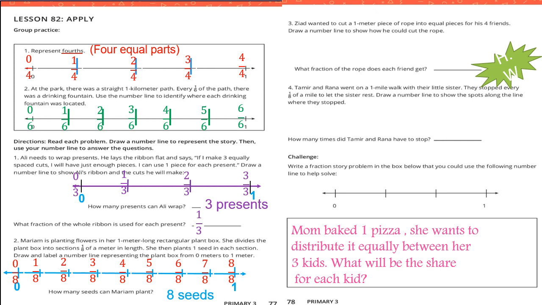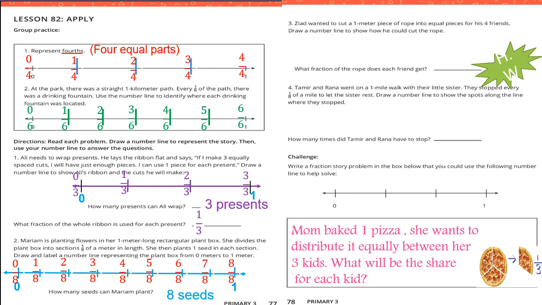Okay, the story problem here: mom baked one pizza. She wants to distribute it equally between her 3 kids. Why 3? Because we have 3 equal parts on the number line. What will be the share for each kid? We have a pizza, and we distribute this pizza into 3 equal parts. Each one will take how many parts?